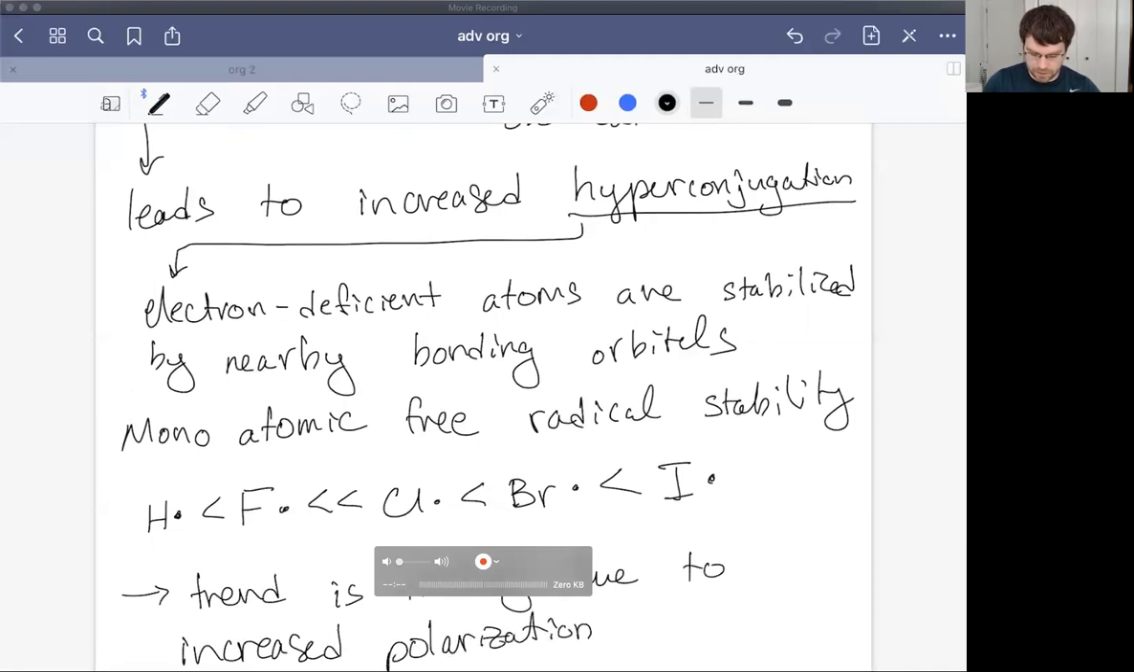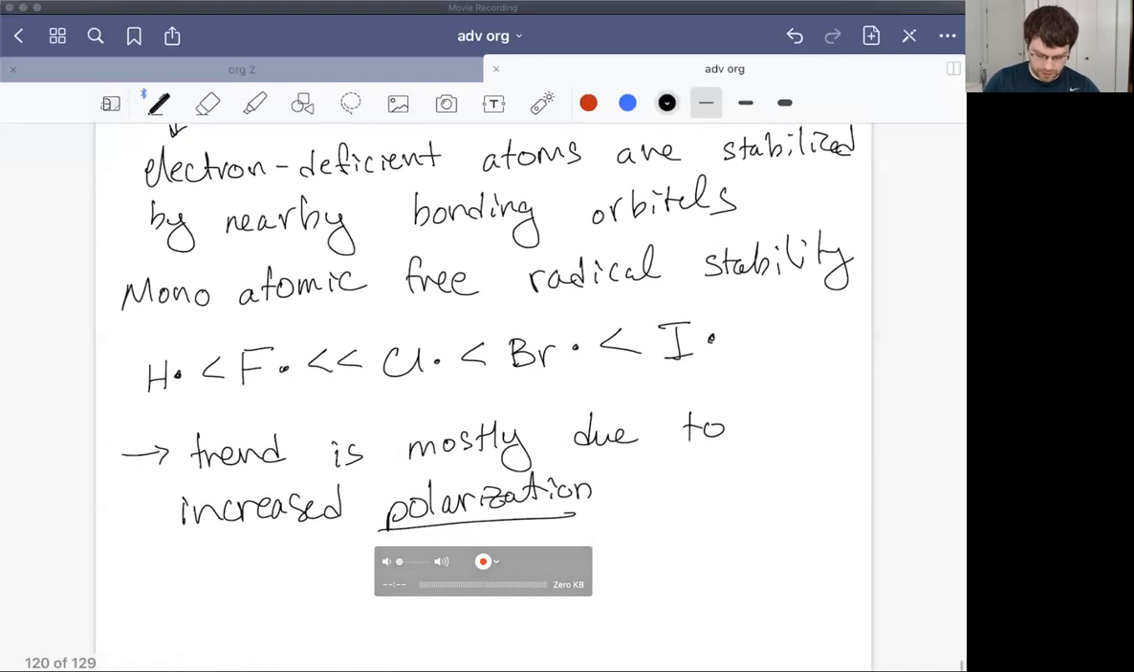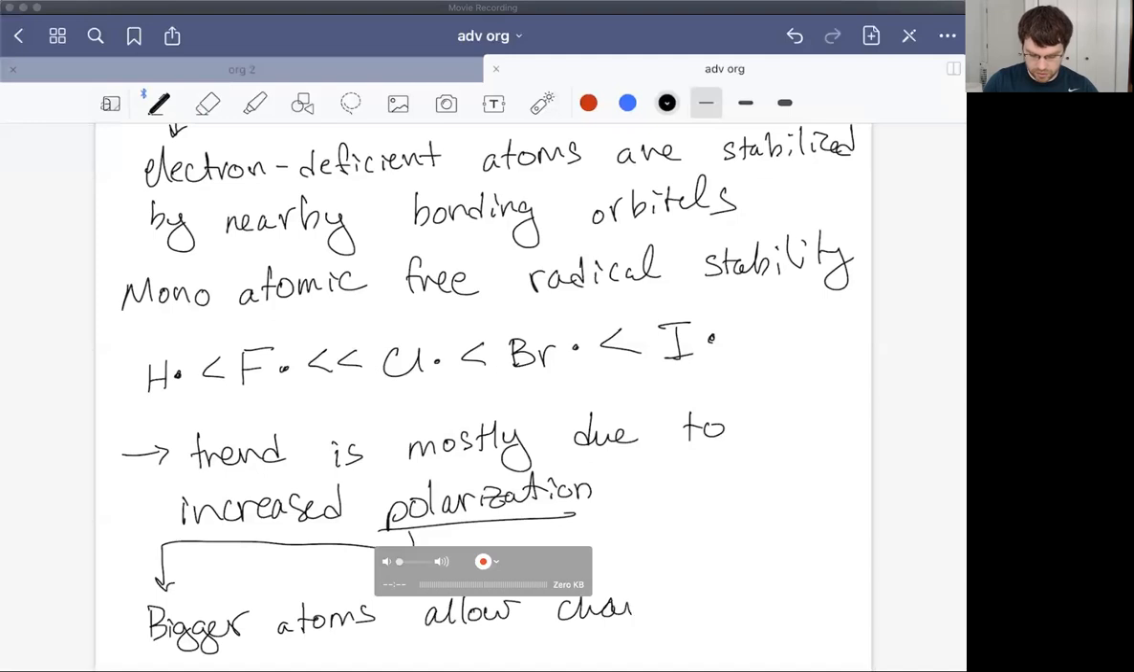Now, polarization is something you don't have to often overthink. There are ways to kind of quantify this, but here's how I think about it. Bigger atoms allow charge to separate more easily or spread out more easily.